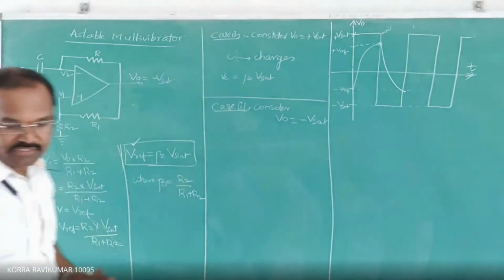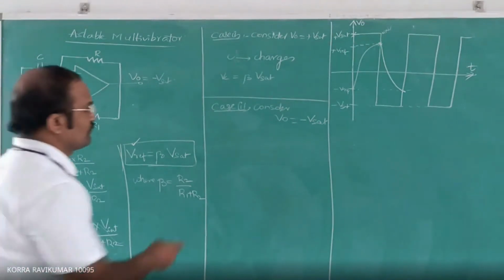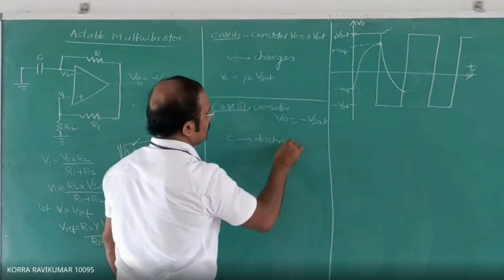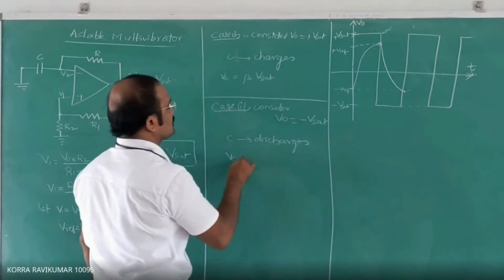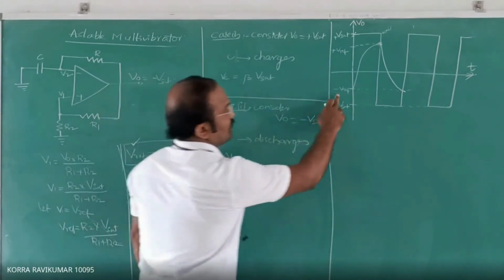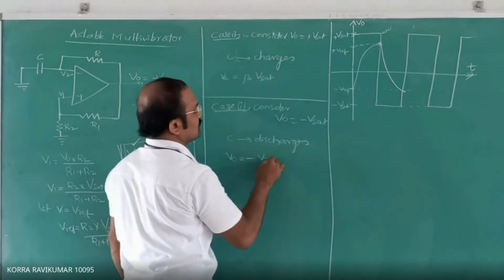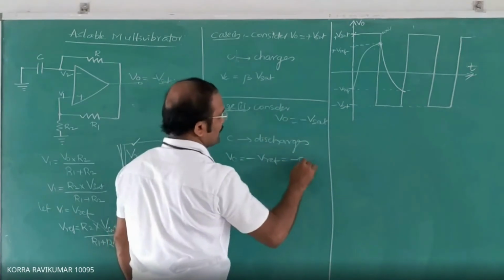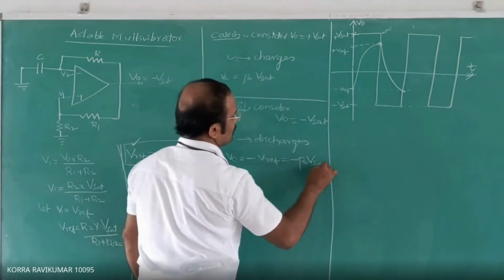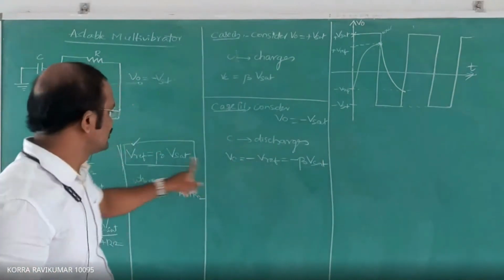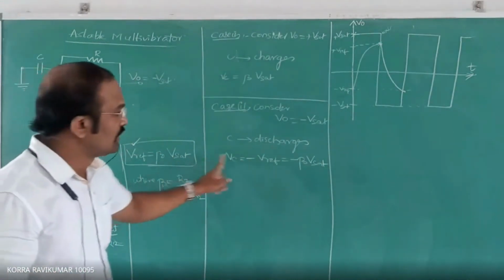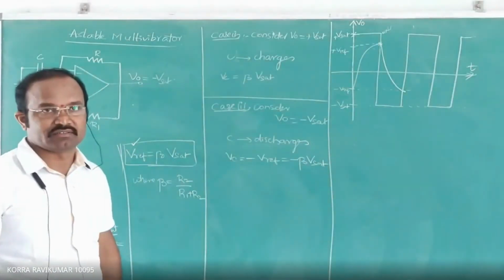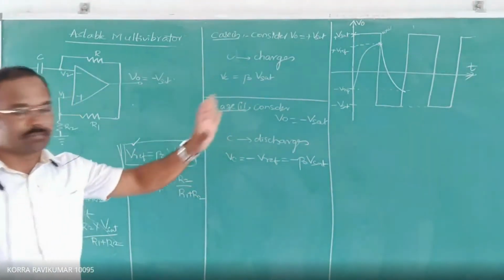Then the voltage across the capacitor is, capacitor discharges in this case, and voltage across the capacitor is equals minus V reference, which is equals minus beta into V saturation. We know the value of V reference, which is equal to beta into V saturation. Minus V reference means minus beta into V saturation. That is the voltage across the capacitor now.